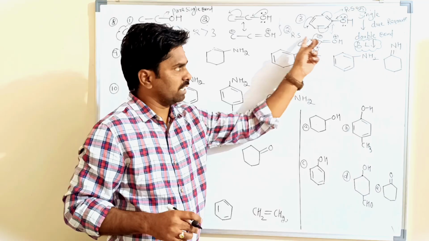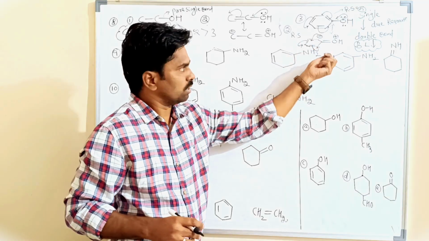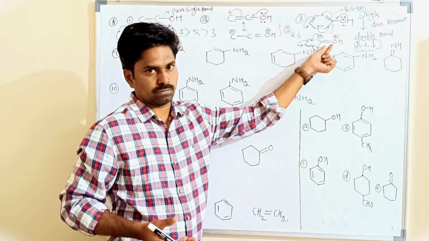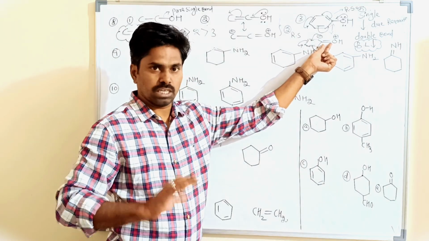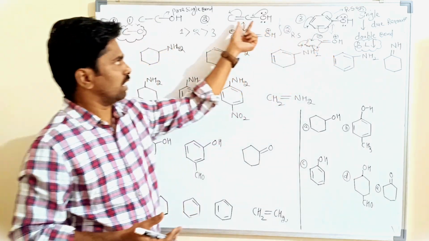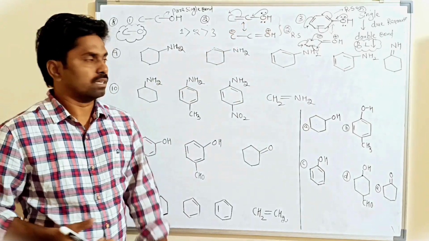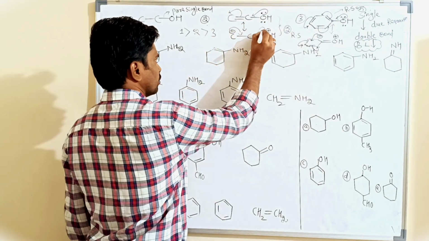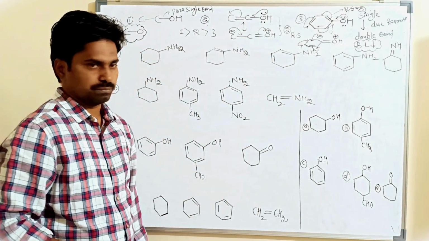Here again and again resonance is also possible. That's why this partial double bond is present for more time. So finally, here in the carbon and oxygen, the partial double bond is present for a short time, so again it turns to the single bond quickly.